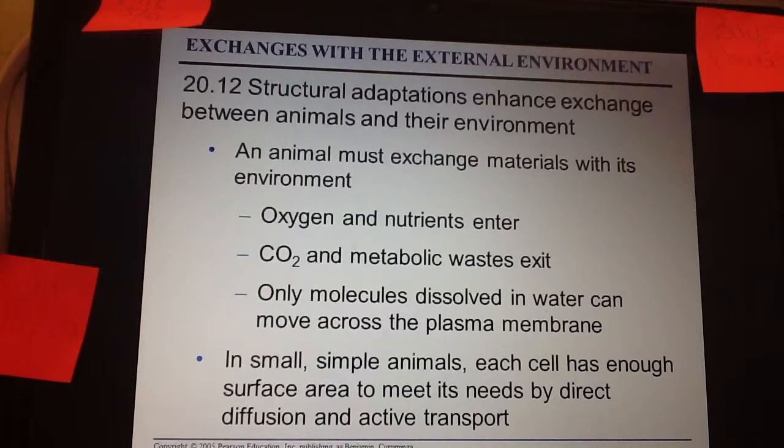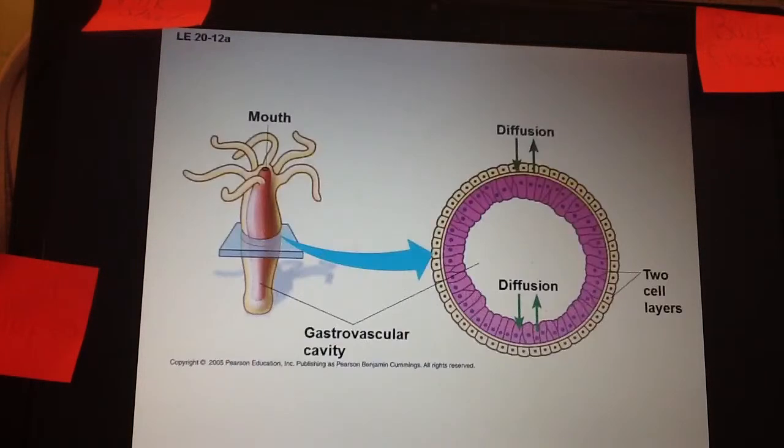In a small, simple animal, each cell has enough area to just do direct diffusion, active transport, cell to cell. But when we have a large organism, we have to recognize that this is not possible. So here's an example of one of the early evolutionary animals. Right here you can see that this hydra has kind of a mouth area. If you look down through the mouth, what you'll see is it's just a couple of cell layers thick, and we can just rely on simple diffusion.